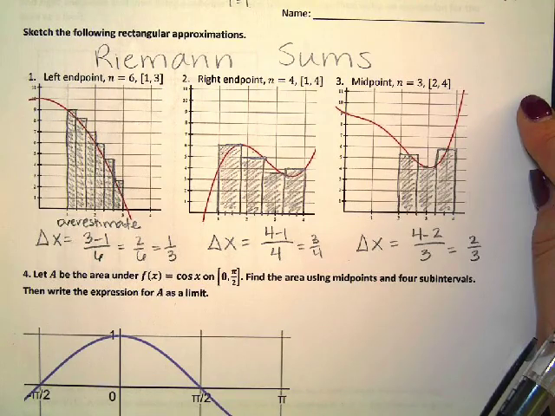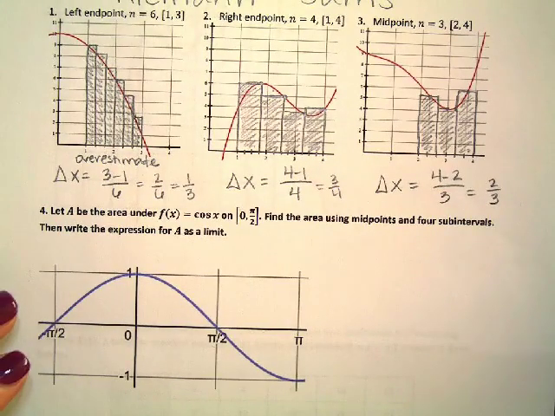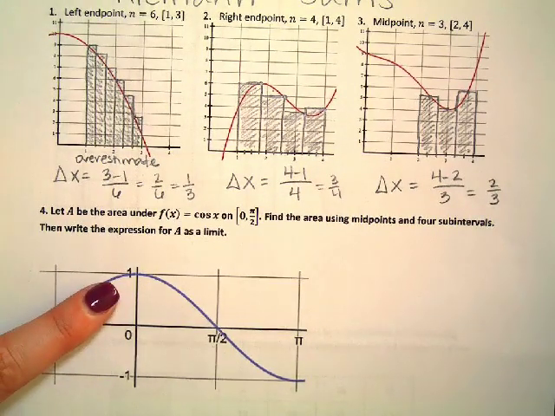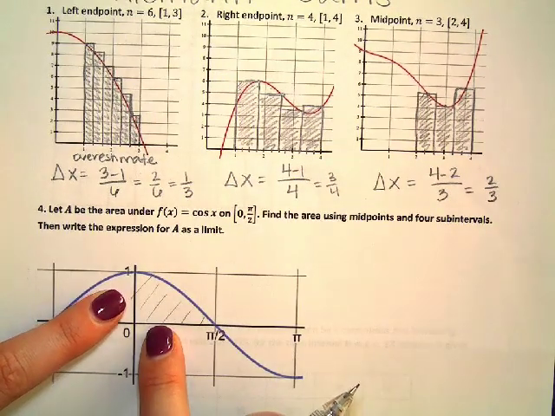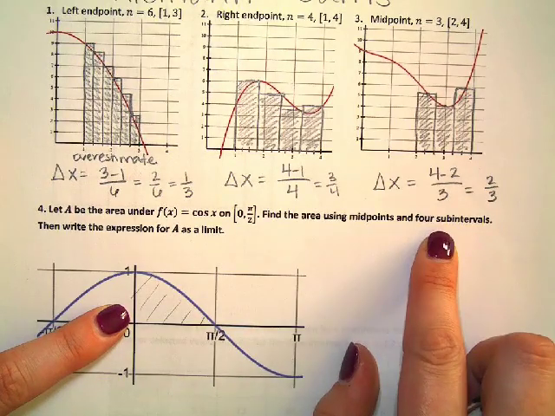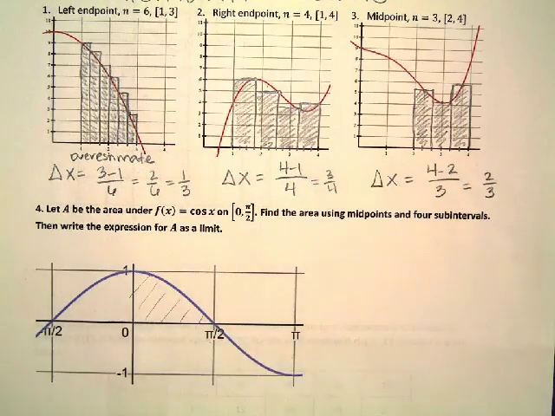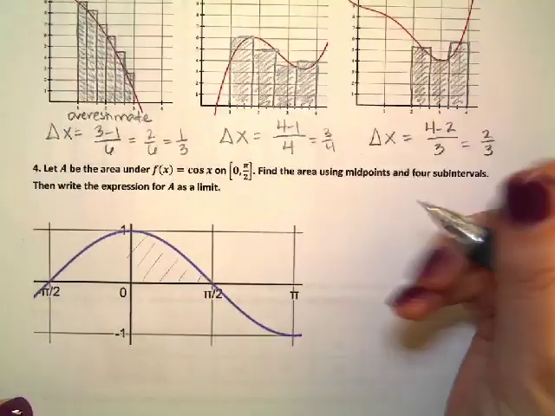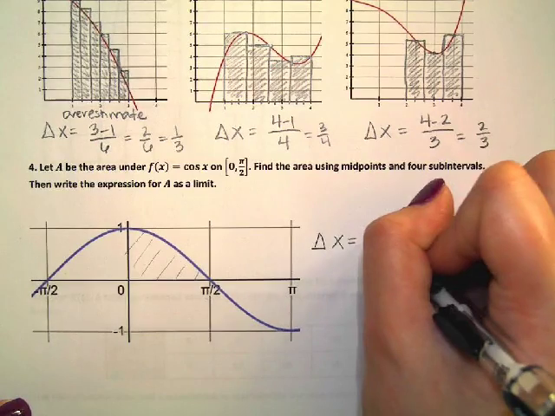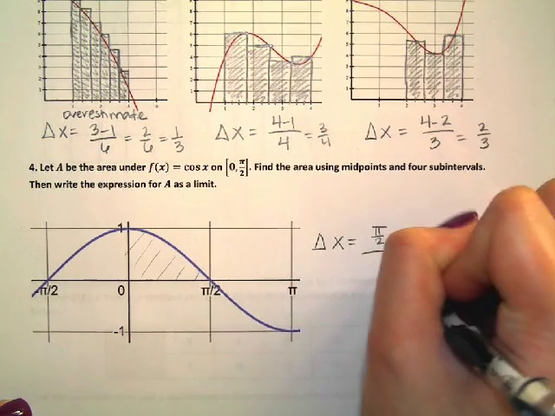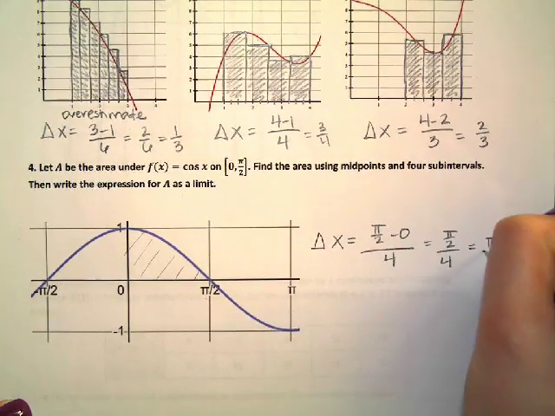We got those? Okay. Next says, let A be the area under cos x on 0 to pi halves. So let's think about this. Don't draw darkly, but this is the part that we're trying to find the area of. Find the area using midpoints and 4 subintervals, and then write an expression for A as a limit. So we're going to be doing the midpoint formula, 4 subintervals. Change in x is pi halves minus 0 divided by 4. So that's pi halves divided by 4, and like Toby said, that's pi eighths.